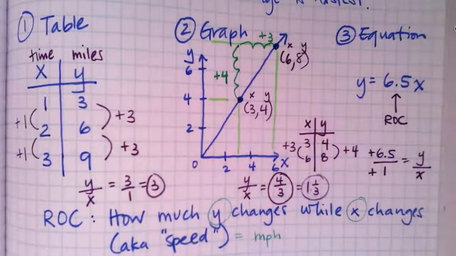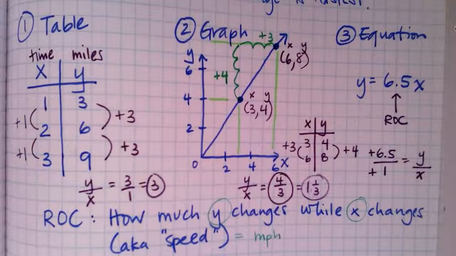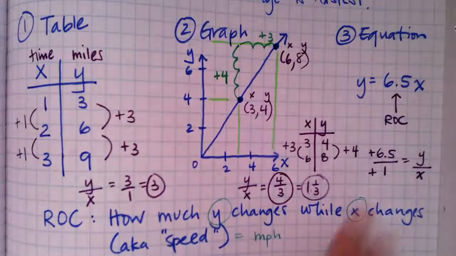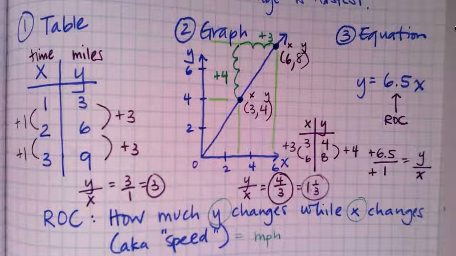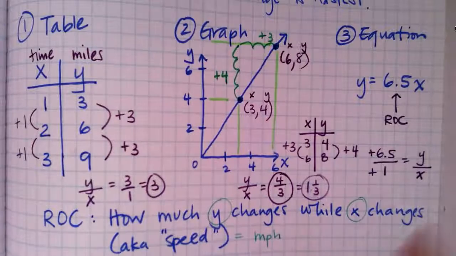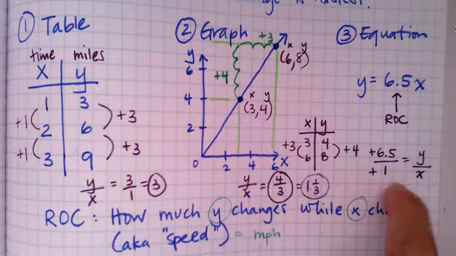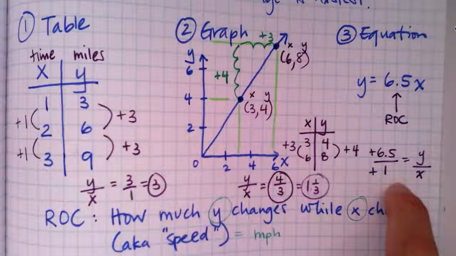Okay? Because remember, any number can be put over 1. So when they give you an equation, man, I don't know how much easier it can get. You just take that number that they have in there and you put it over 1. So every time y goes up by 6.5, x is going up by 1. Okay?